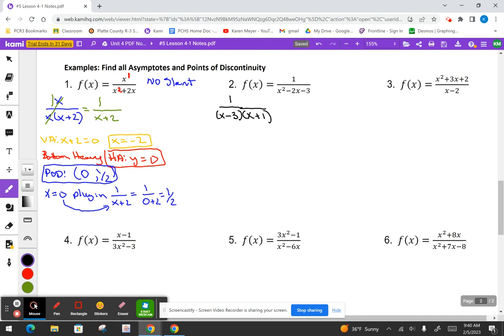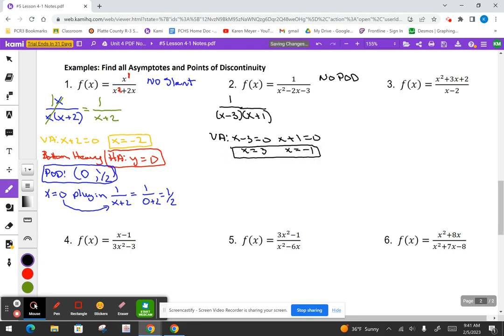Okay, now I look to see if anything cancels. And hopefully when you look at this problem, you say nothing cancels. So if nothing cancels, there's no POD. Okay, so now I'm just going to go with VA. And this time you should notice that there are 2 x's on the bottom, so I'm going to have to solve each x and get 2 different answers. So I'd have x equals +3 and x equals -1.